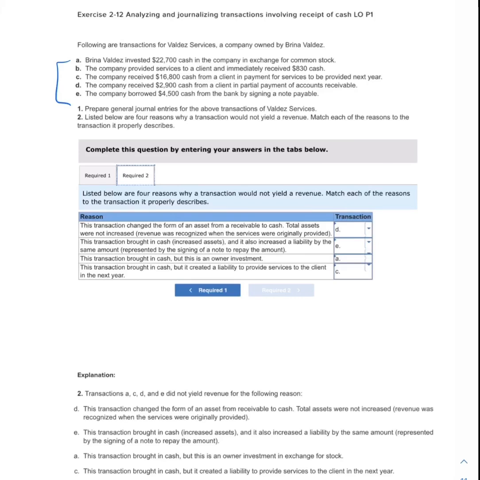And finally, this transaction brought in cash, but created a liability to provide services to the client in the next year. If you look through these, that's going to be letter C, where the company received cash in advance for services to be provided in the future. This is where we're dealing with that unearned revenue. And so that's what we're seeing here in number 6.